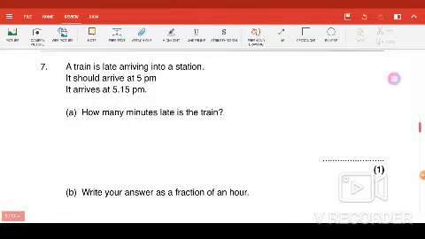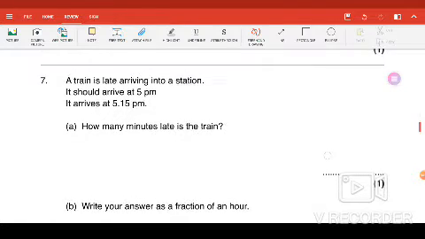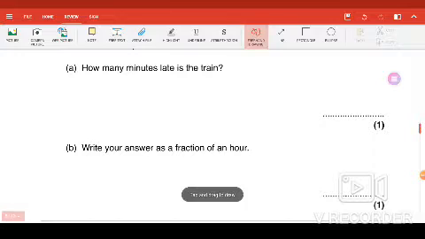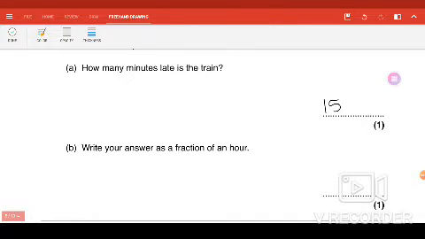A train is late arriving into a station. It should arrive at 5. It arrived at 5:15. How many minutes late is the train? It's 15 minutes late.